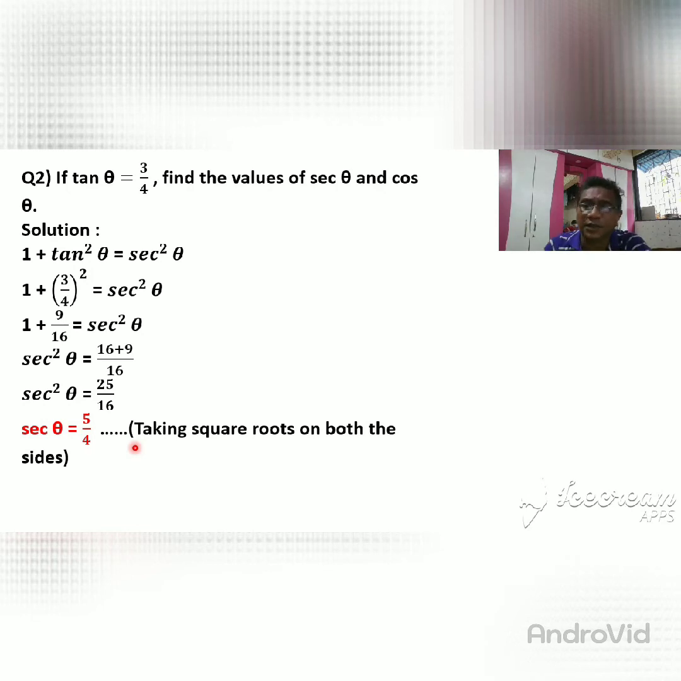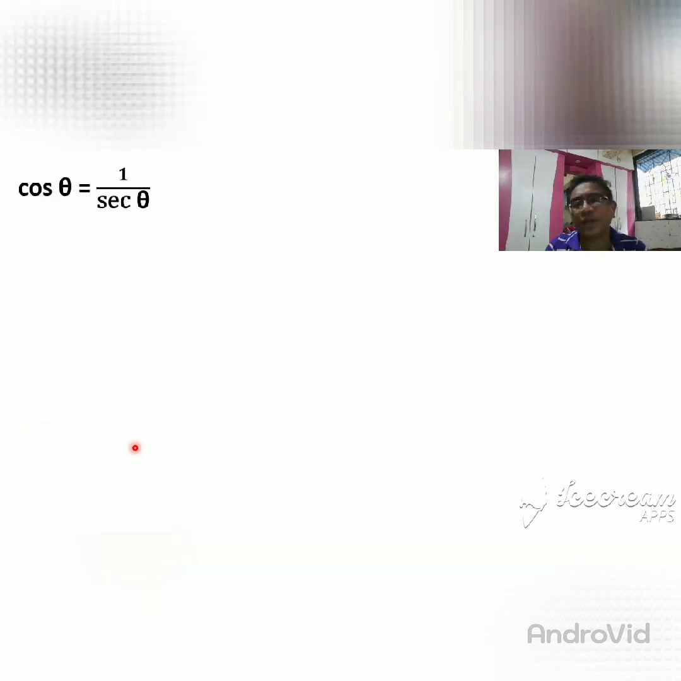So with the help of sec theta we can find cos theta. How can you find cos theta? Sec theta is equal to 1 upon cos theta, or another possibility, cos theta is equal to 1 upon sec theta. So cos theta is equal to 1 upon sec theta. The sec theta value we found is 5 upon 4. So the reciprocal of 5 upon 4 is 4 upon 5. So cos theta is equal to 4 upon 5.